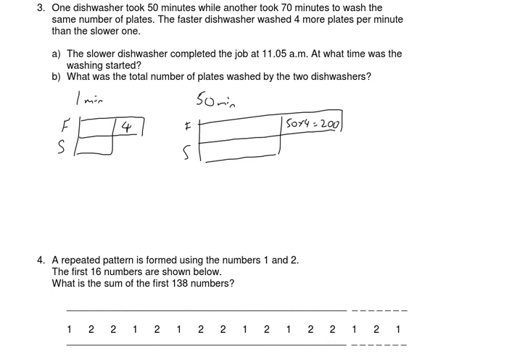Okay, who agrees with him? He says 200. Raise your hand. Jing Kai doesn't agree. Don't know? Unsure? It's okay if you are unsure, but please put down your hand. Jing Kai, why do you think that Colin Chi says the slower dishwasher must wash 200 plates in 20 minutes?